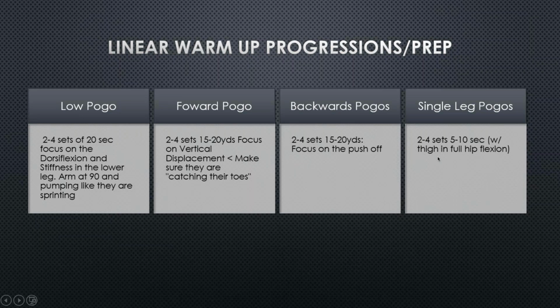And then here's the most advanced one, single leg pogos. And if you can, we want to try to have them do it with the other thigh in the hip flex position. So example, left foot is down, right leg is up, and get them to do those pogos and actually have them do any one of these three. Obviously, a low pogo, single leg is probably your best bet to start. And then eventually you can have them do forward.